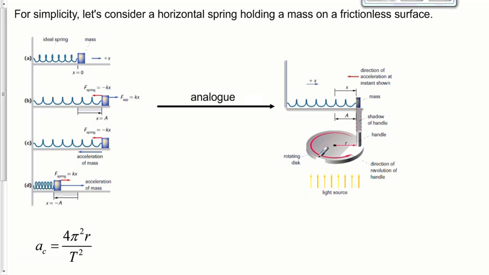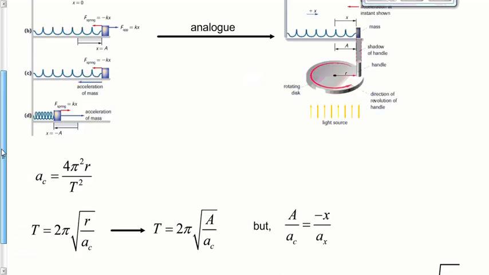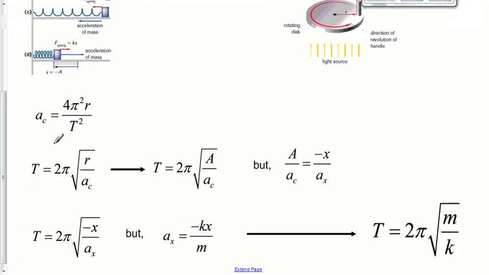So we can use a lot of our ideas from circular motion to explain simple harmonic motion. Let's start with our expression for the acceleration under uniform circular motion, and we can actually recycle some of these. Let's rearrange this so it's in terms of period, because that's our goal. The first thing we're going to do is say the period is given by some constant times the square root of r over a_c.